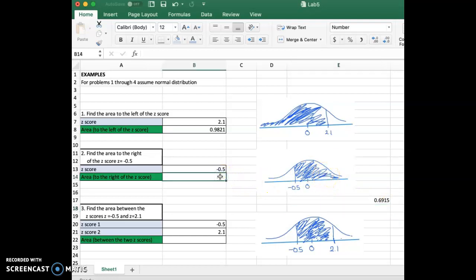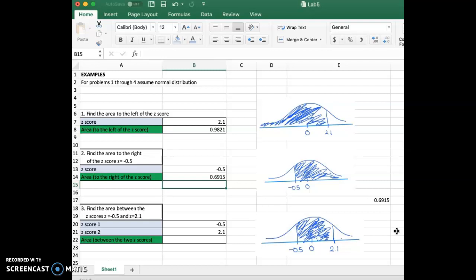What am I going to do in order to find the area to the right of the z-score negative 0.5 in Excel? All I need to do is write down equal 1 minus NORM.S.DIST, as if I'm finding the area to the left of the z-score, subtracting from 1, and I will get 0.6915, which is what I got already.